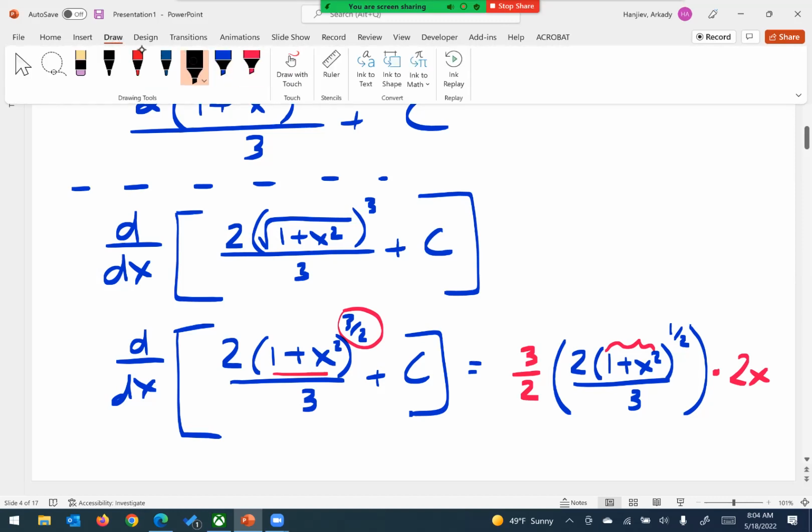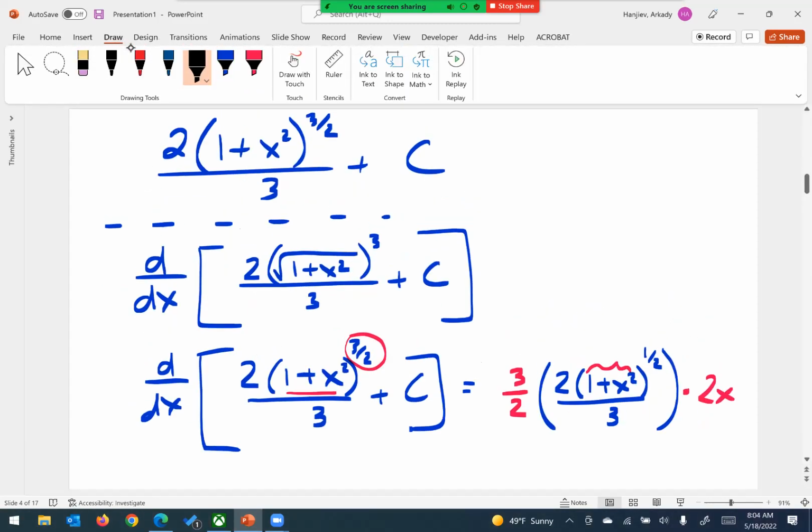And the question is, what's going to cancel? Okay. There it is. Okay, bam. Let's see what's going to cancel. The 3's cancel, the 2's cancel. And I'm left with a 2x multiplying the square root of 1 plus x squared, which is what we started off with in the first place. Are we good?